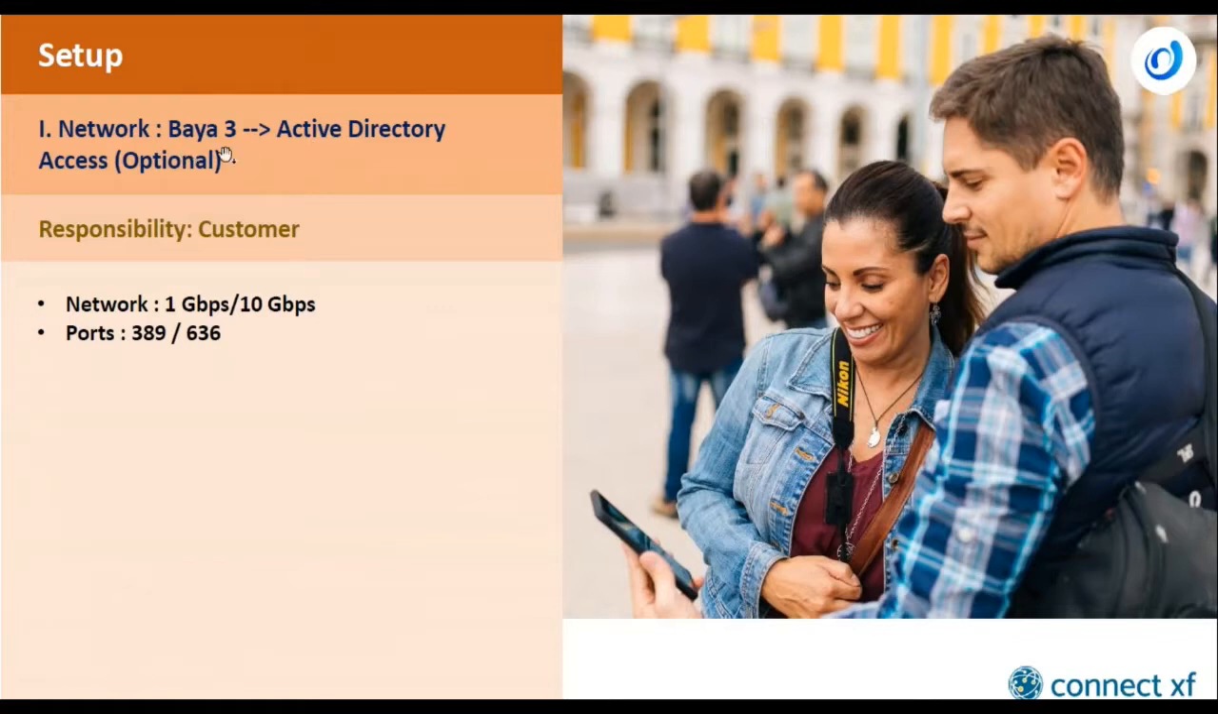Now BIA v3 integration with AD. This is optional. If any customer has ADS configured in their premise, then it can be integrated with BIA 3, and the network required between these two servers will be 1 Gbps or 10 Gbps, and the ports required will be 389 or 636.